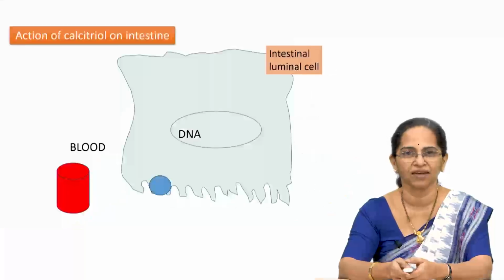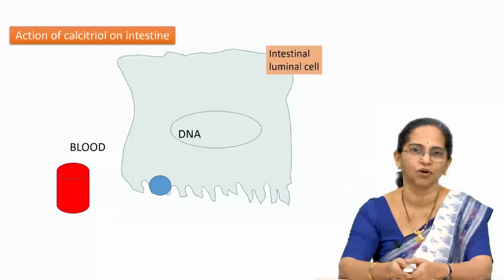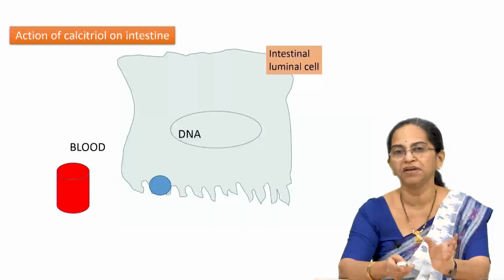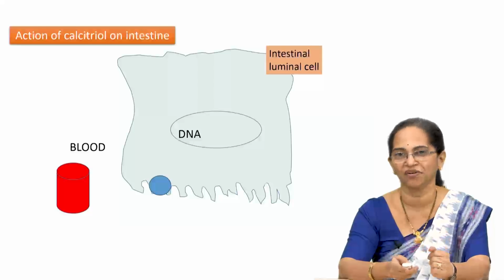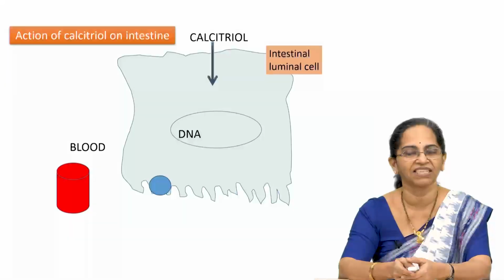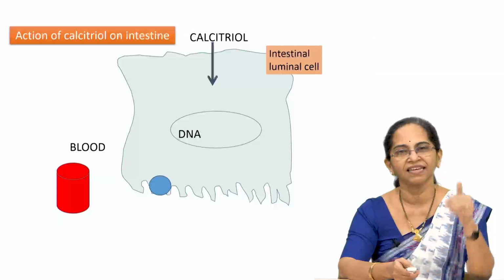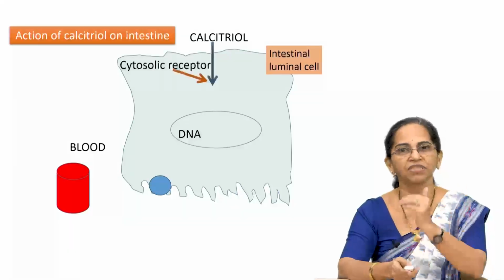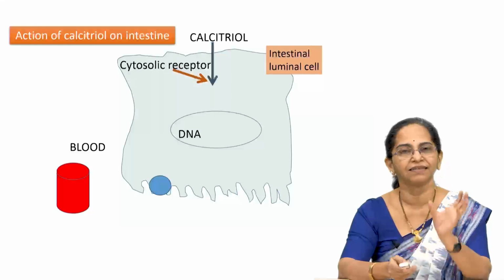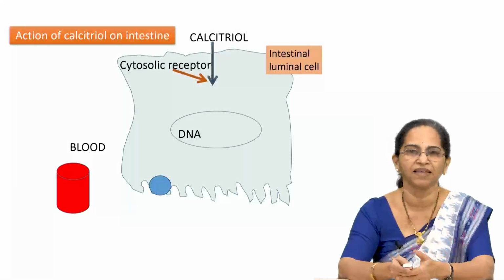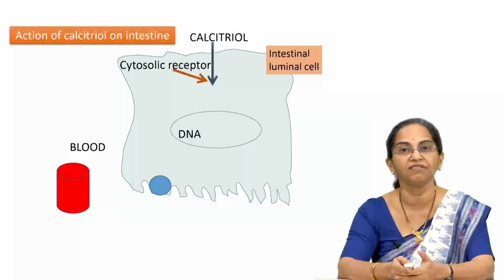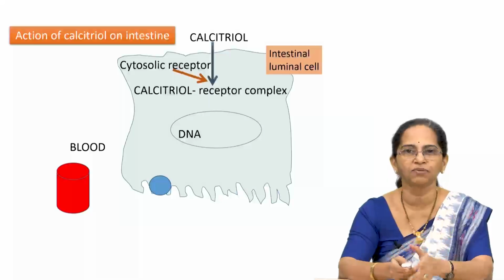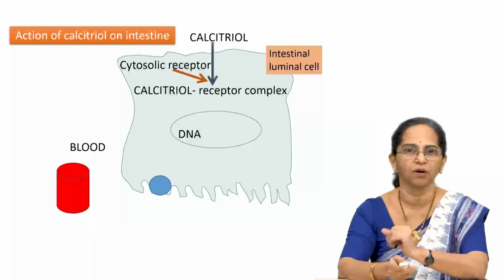Moving on to the second one, that is action of calcitriol on intestine. Here we have a picture, an intestinal mucosal cell. I have repeatedly told you that vitamin D behaves like a steroid hormone, right? So let's assume the vitamin D or calcitriol is ready. It can easily cross the cell membrane of the intestinal mucosal cell. It comes into the cytoplasm of the mucosal cell. There is a receptor, cytosolic receptor waiting there for this calcitriol which is behaving like a hormone. They form a complex, we call it calcitriol receptor complex.